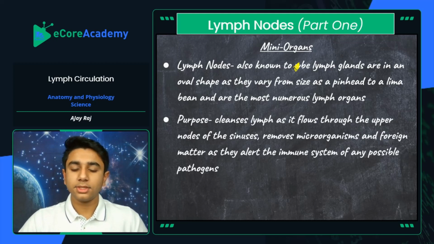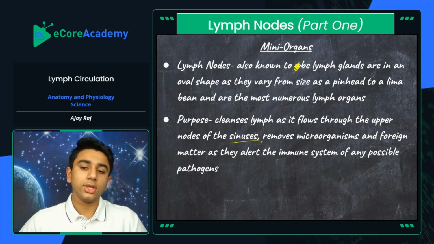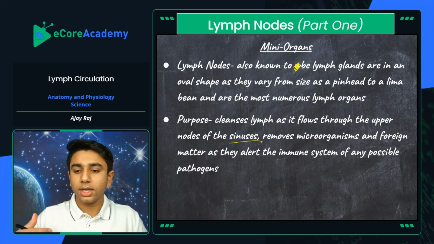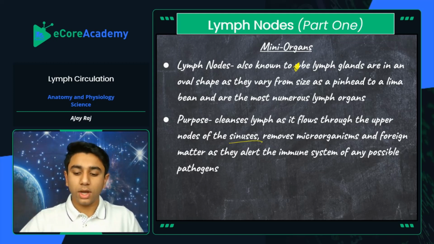The purpose of them is to cleanse lymph as it flows through, starting with the nodes of the sinuses. They remove microorganisms and foreign matter and alert the immune system of any possible pathogens. So these are your largest lymph nodes, located in your sinuses, but they're also located near the side of the chest, the lower armpit, within the genitals, and near the back of the spine as well.